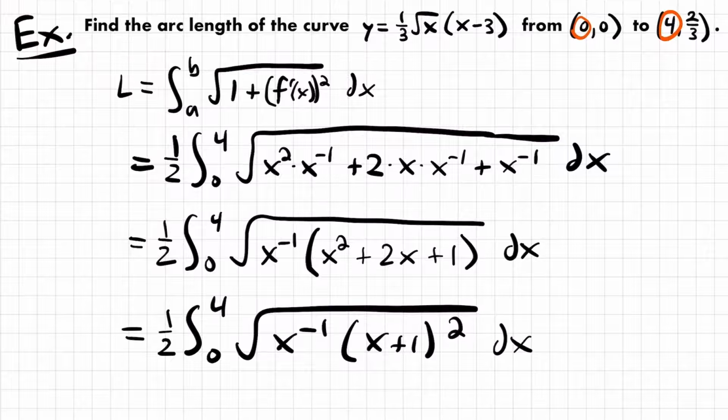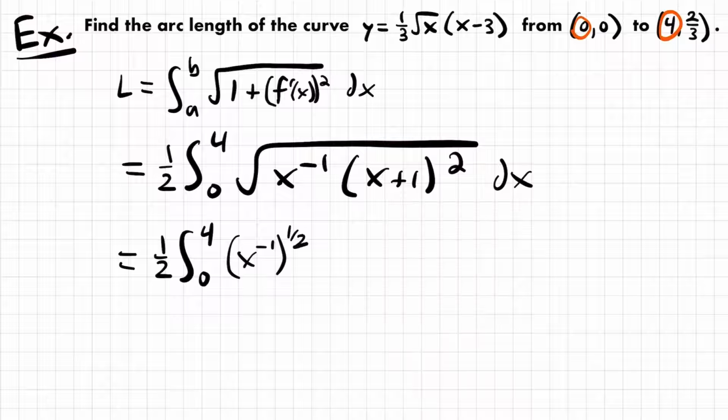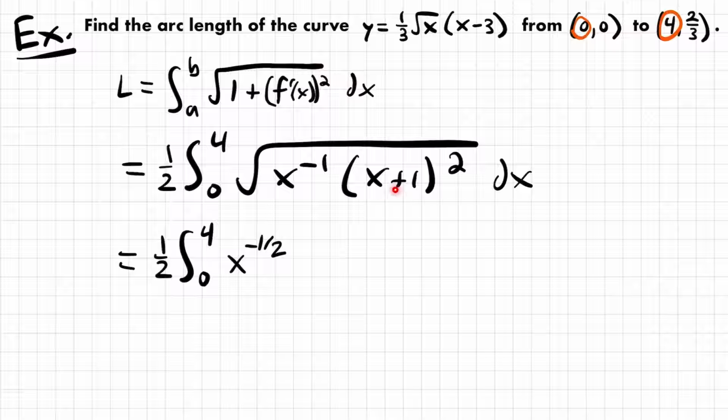Now what we can do is take the square root of each of these factors and simplify our integral even further. If I clean up my work again, we can now rewrite our integral and have that this is equal to 1/2 times the integral from 0 to 4 of the square root of x to the negative first power. So we'd have x to the negative first power to the 1/2 power, right? That's the same as the square root. And 1/2 times negative 1 is negative 1/2. And so we'll have x to the negative 1/2 power times the square root of x plus 1 squared.